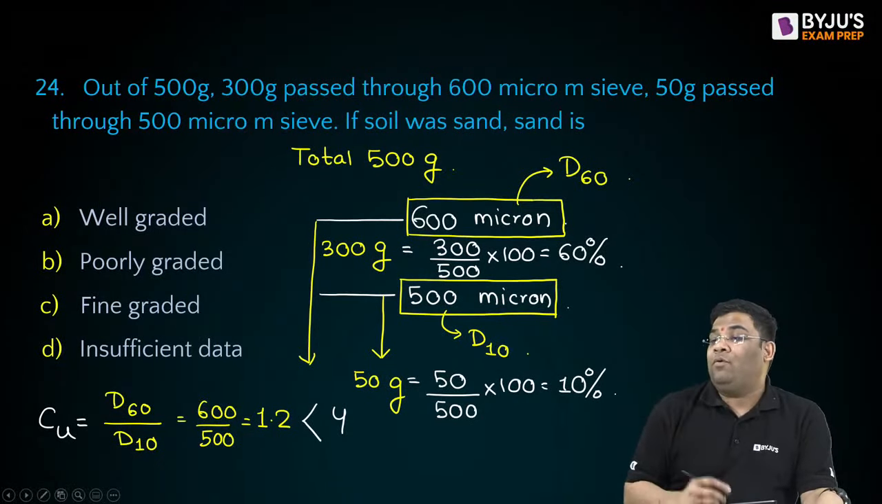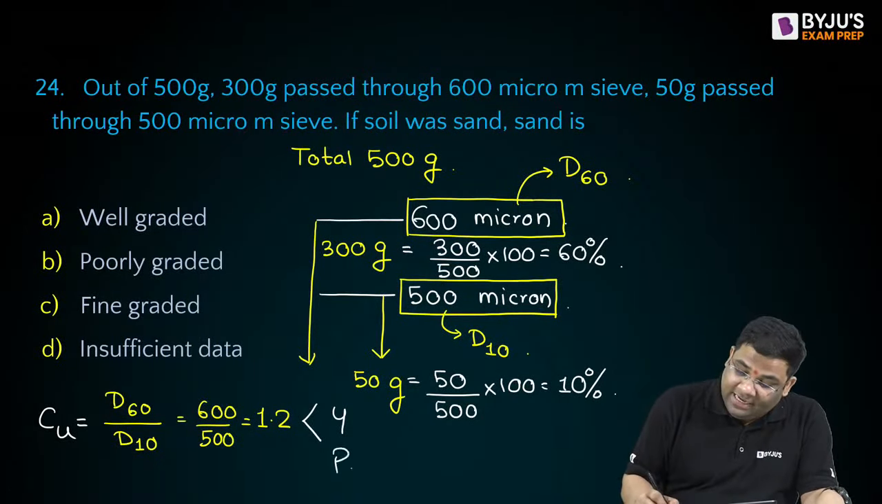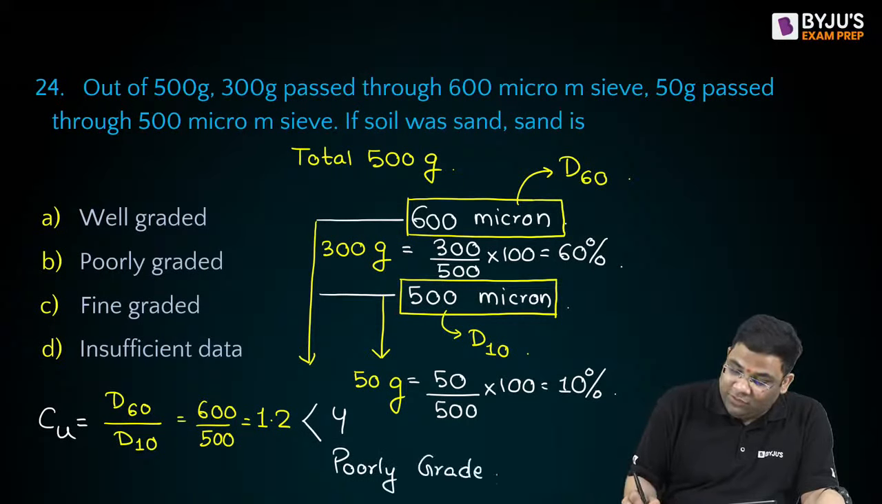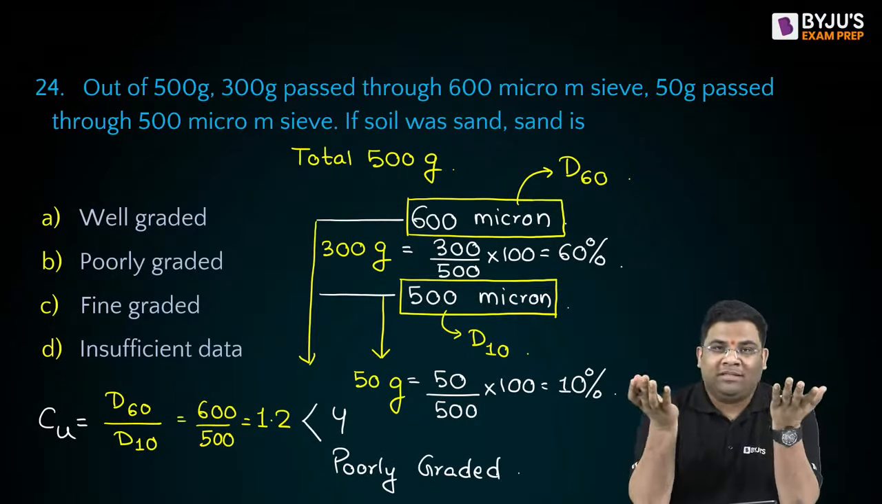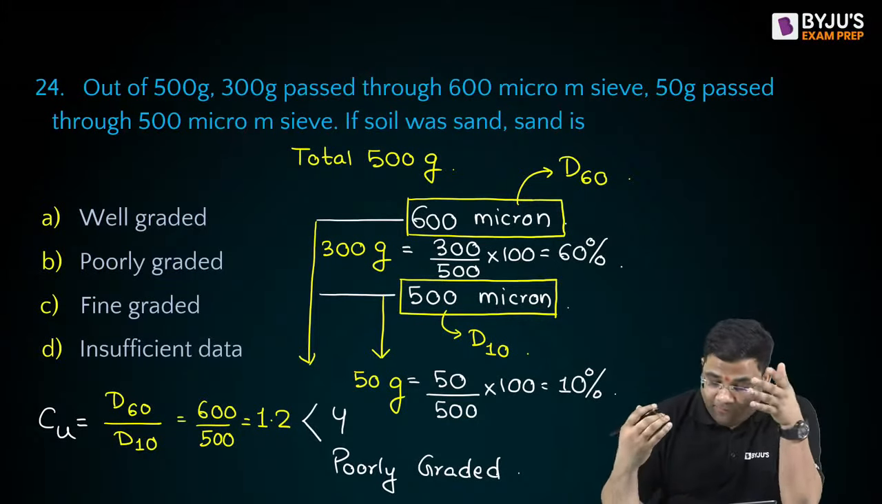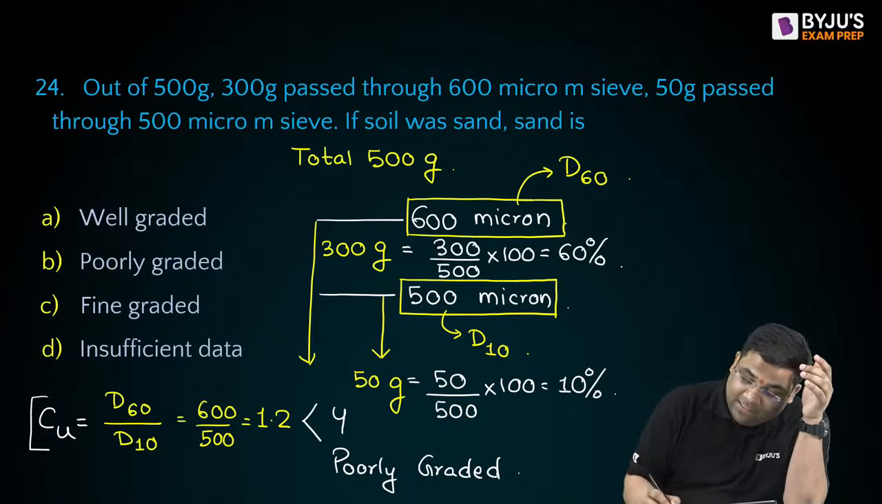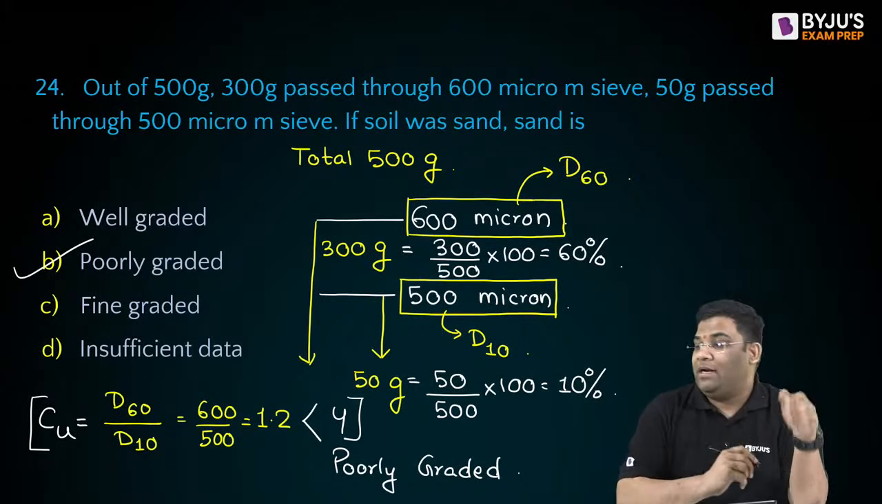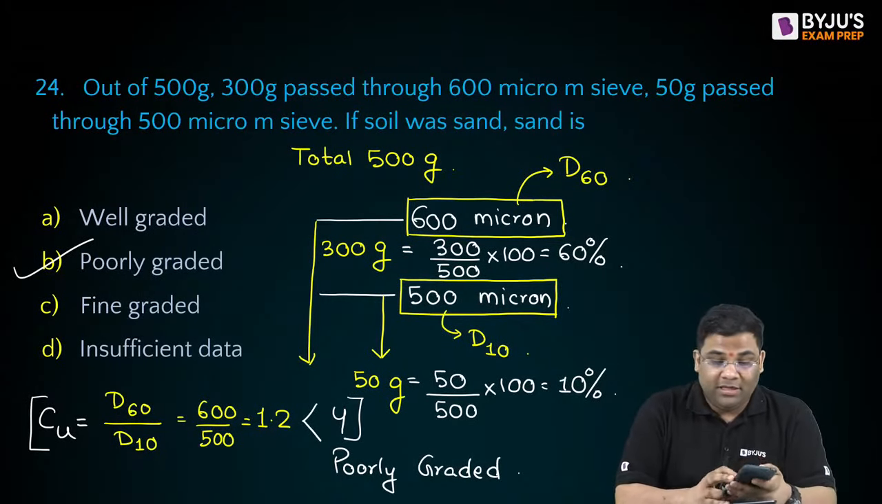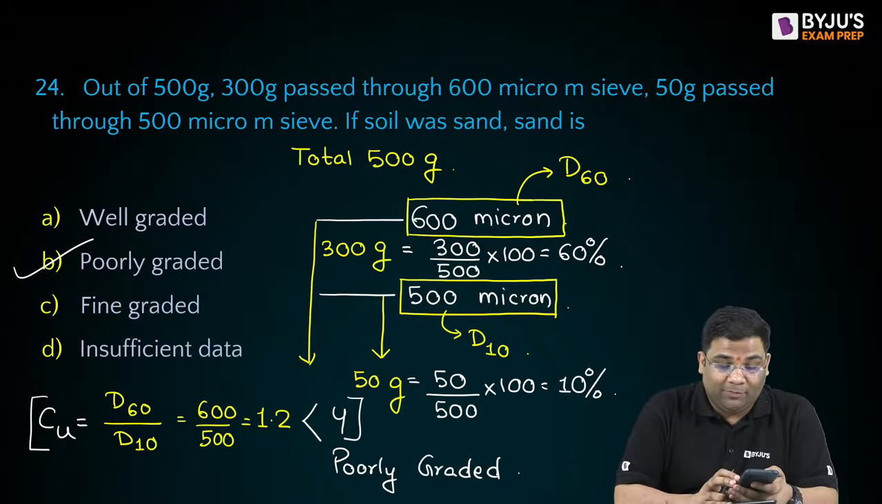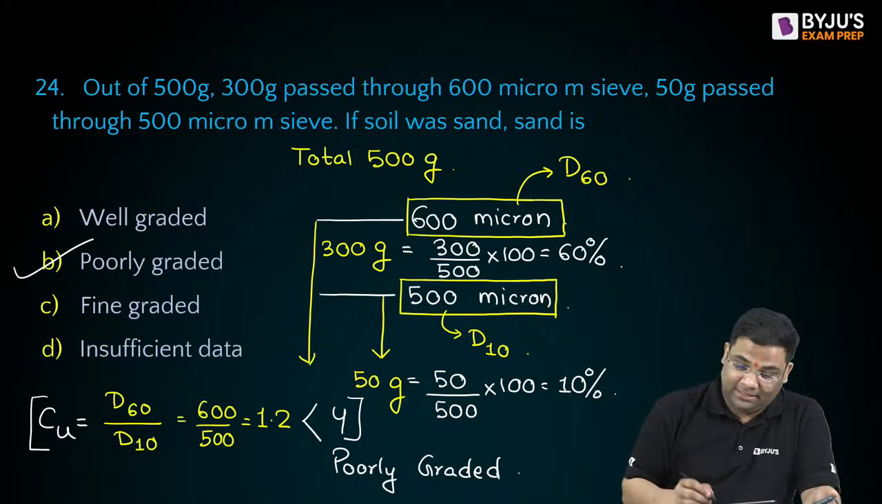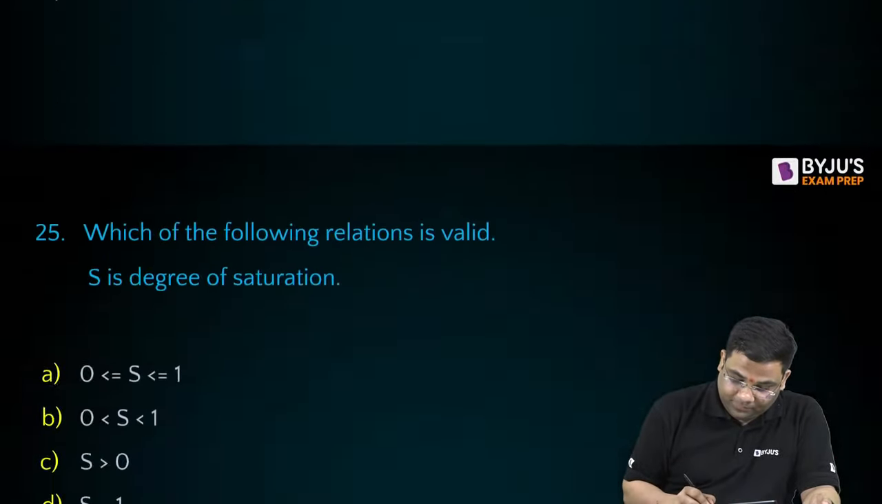If it is less than 4, that means what? It is indirectly poorly graded, right? There was no need to check the other one. CC data is not there. But in CU only it is coming less than 4. That means it is poorly graded. Everybody understood this question? In this question, I tried to cover so many objective questions, right? Yes. Let us solve the next question.